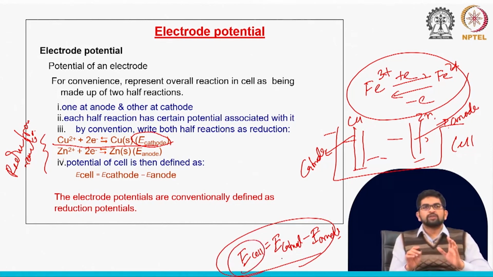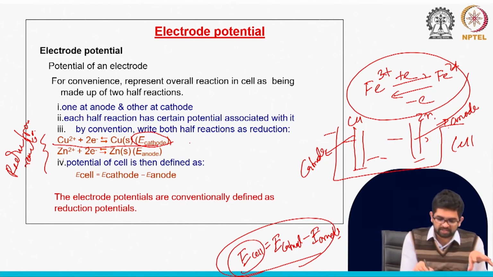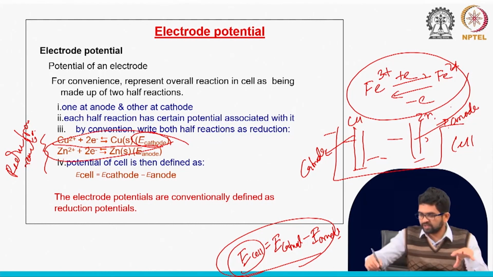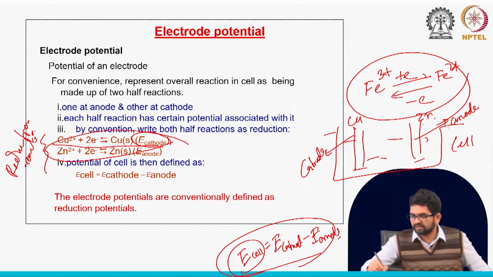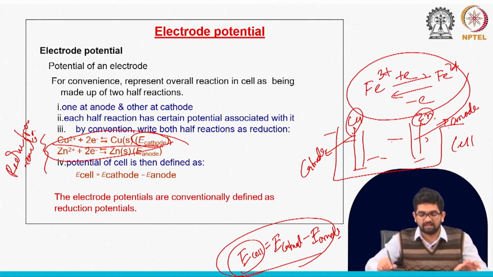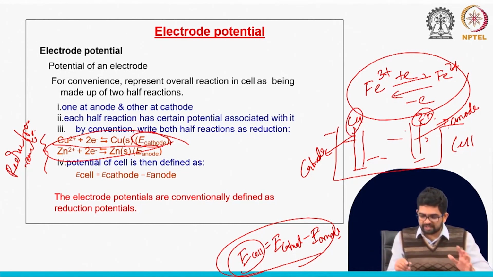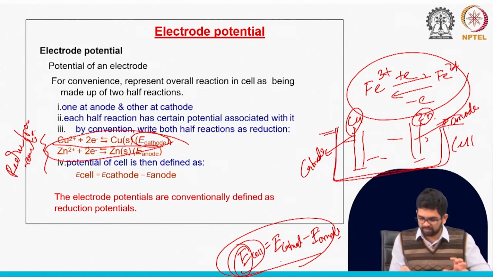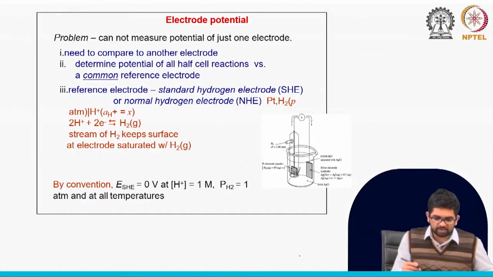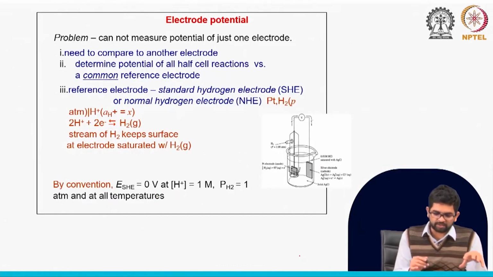The electrode potentials are conventionally defined as the reduction potential like this, but actually the reactions happen like zinc here oxidizing, copper here reducing, right. This is the actual cell. And E cell, I mean the net potential of the cell, E cell equals E of the cathode minus E of the anode. Now, let us come to the representation slowly, to the Nernst equation.